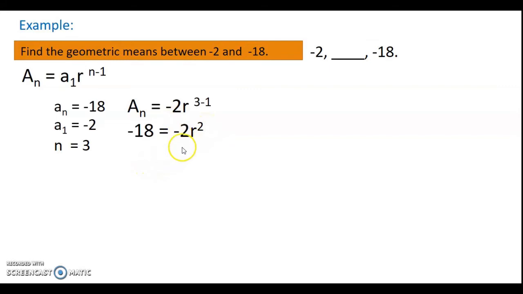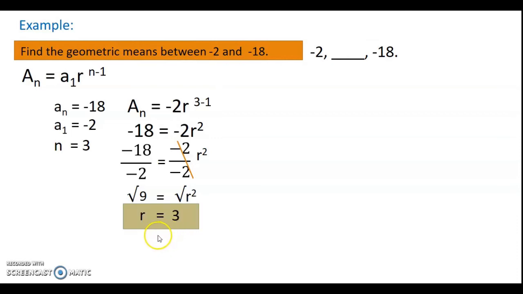So we will divide -18 by -2. -18 divided by -2 is equal to -2 divided by -2 times r squared. So -2 and -2 cancel out, it will be 1. And for our -18, we divide it by -2 and we have 9. So here, we will take the square root of both sides to remove the squared sign. The square root of 9 is 3. So our common ratio is 3.